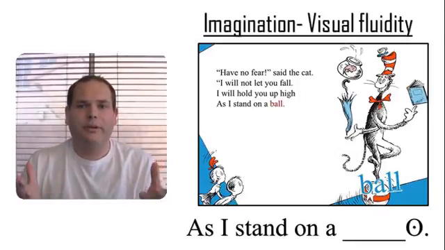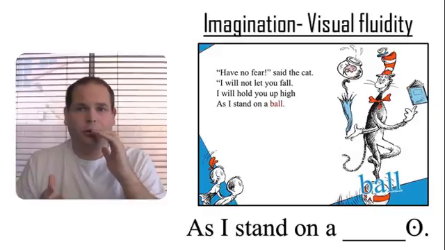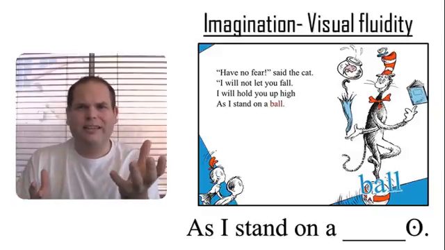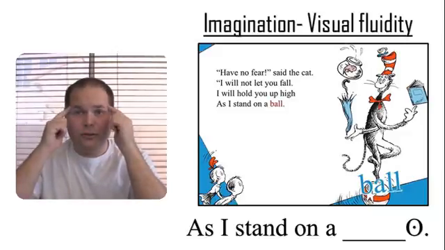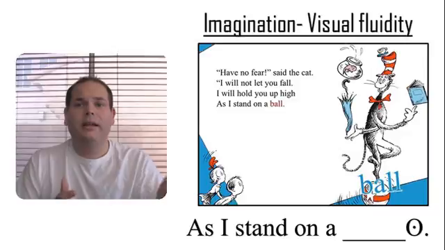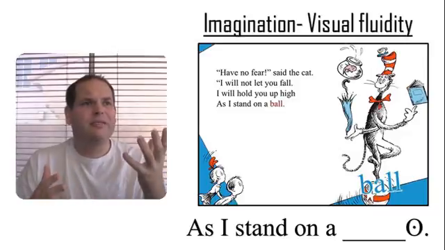Now at this point I would stop and they would shout out the word ball. Okay, like no, it's not a ball. Okay, let's replace that. So working on visual fluidity, we're going to replace the ball with many other things we see in our head. And I would have my students shout out, what is he standing on?